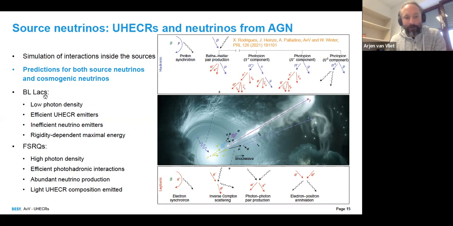And so what you would expect in this case is also these rigidity-dependent maximal energies, which we saw earlier, just because you accelerate ultra-high-energy cosmic rays up to high energies without them actually interacting. And then we have the FSRQs, which have a high photon density, which means that they are quite efficient in photohadronic interactions, which means that they produce abundant numbers of neutrinos, but they also emit only light ultra-high-energy cosmic rays, because the heavier cosmic rays interact inside the sources, fall apart, and only the lighter ultra-high-energy cosmic rays escape the sources.